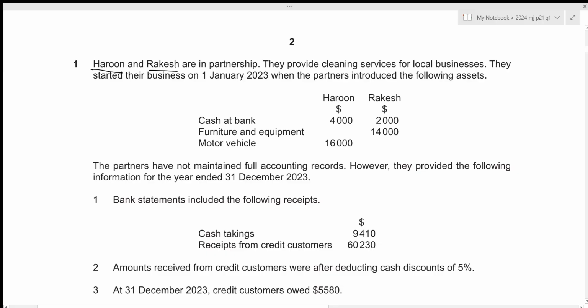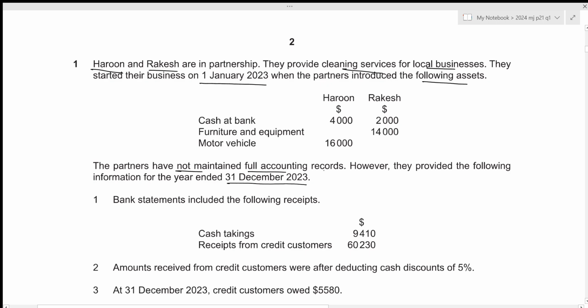Harun and Rakesh are in partnership. They provide cleaning services for local businesses. They started their business on 1st January 2023 when the partners introduced the following assets. So Harun and Rakesh introduced cash at bank. Then Rakesh introduced furniture and equipment and Harun introduced motor vehicle. The partners have not maintained full accounting records. However, they provided the following information for the year ended 31st December 2023.